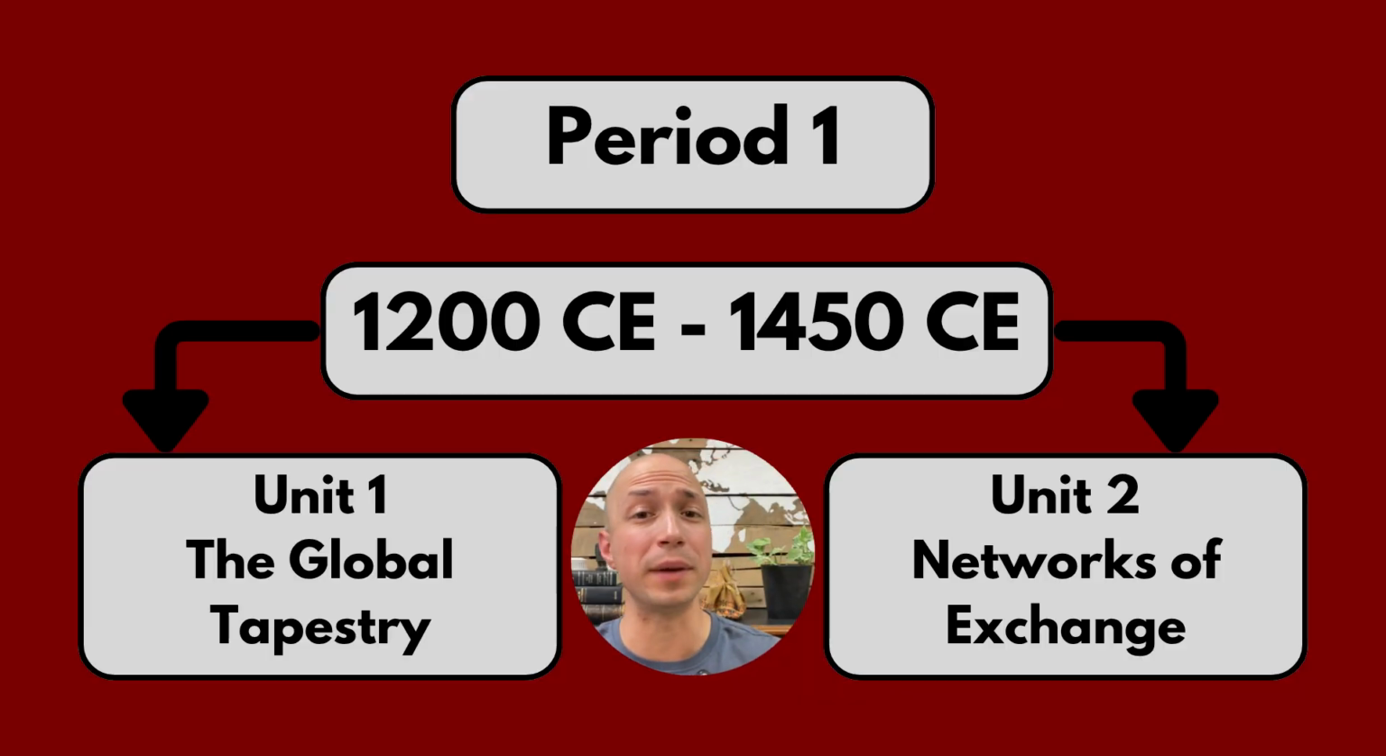But remember, Unit 1 is only half the story for Period 1. Unit 2 is where these regions become increasingly connected through trade networks, cultural exchange, and technological diffusion. More on that in other videos.